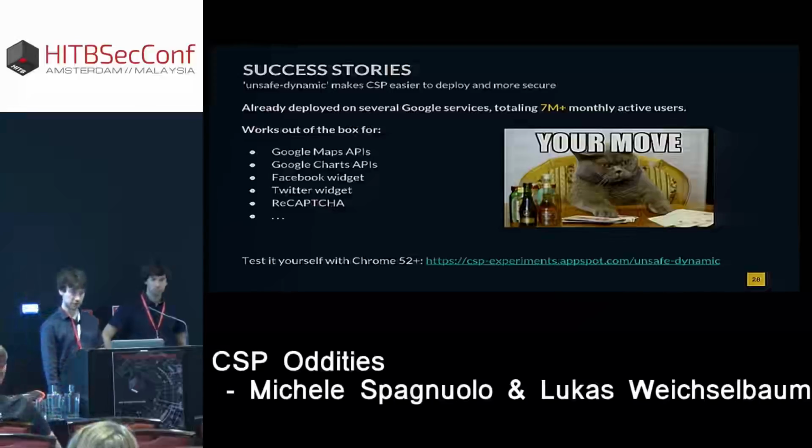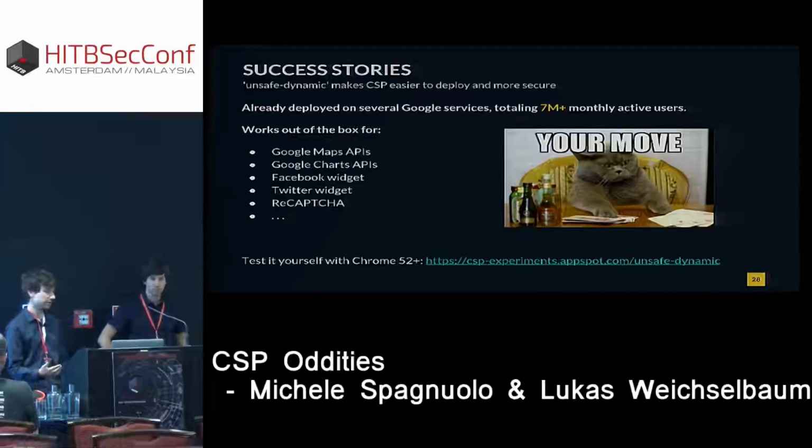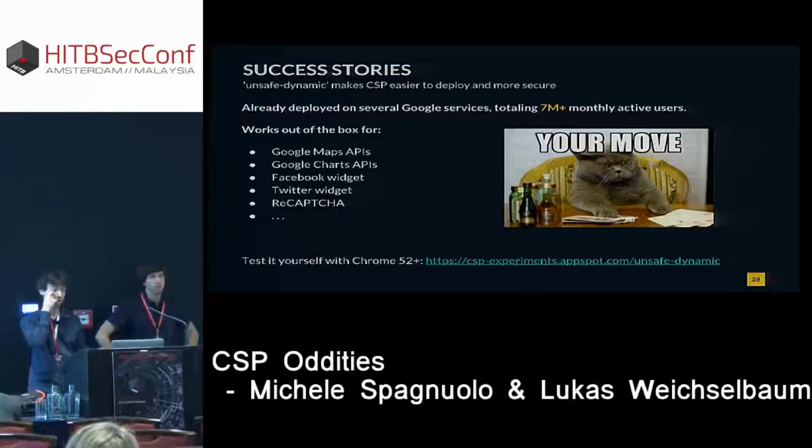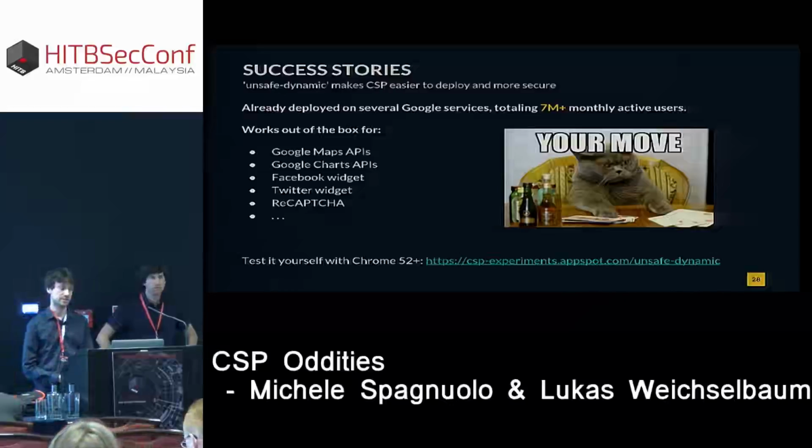You can test it yourself if you have Chrome 52, so Chrome beta or Canary, or if you have an earlier one, but not too old, you can also enable a flag, which is web platform experimental features. And you can go to that site, CSP Experiments. We have a testbed there, so you can test that unsafe-dynamic works out of the box with a lot of widgets and will make deploying CSP much easier.